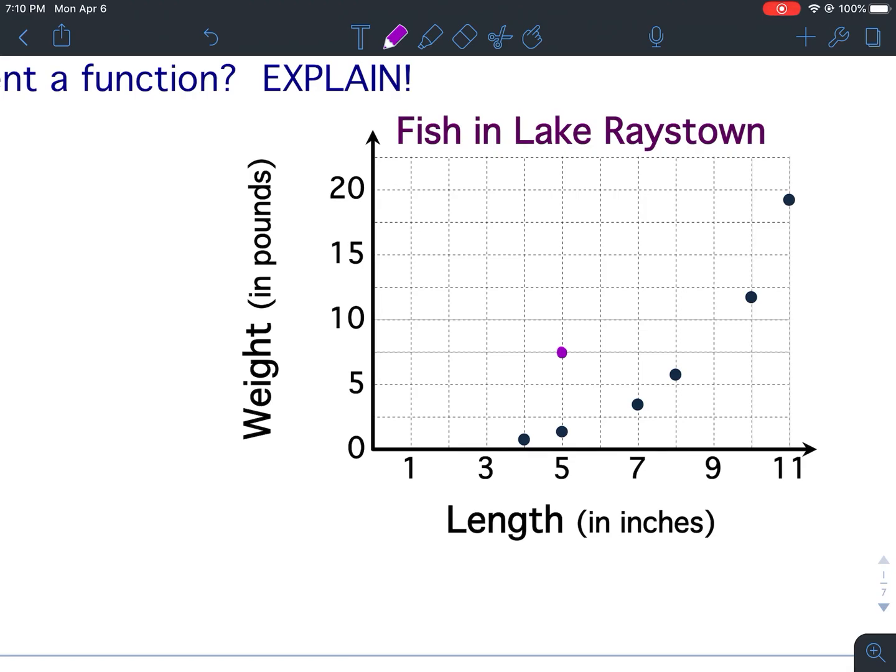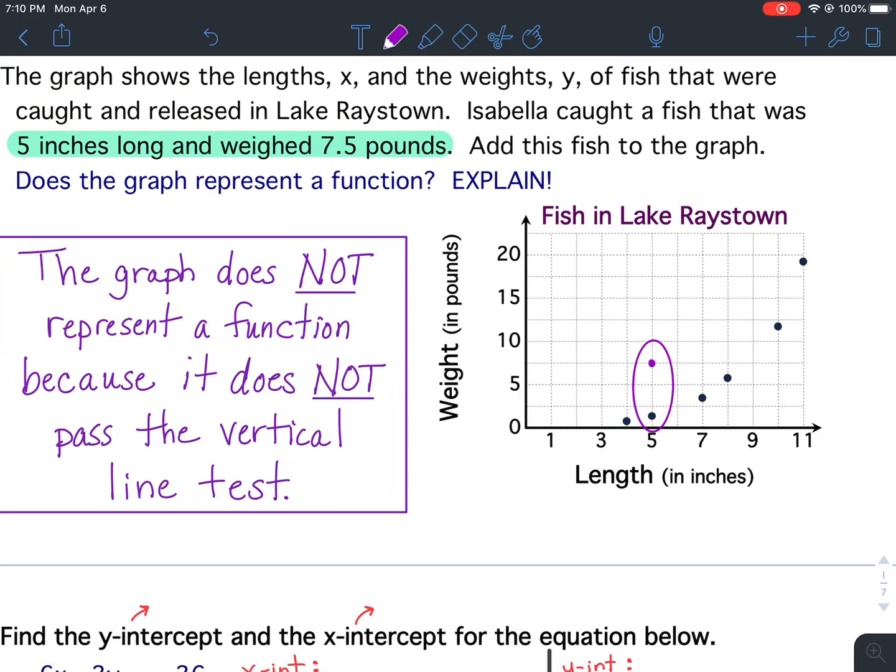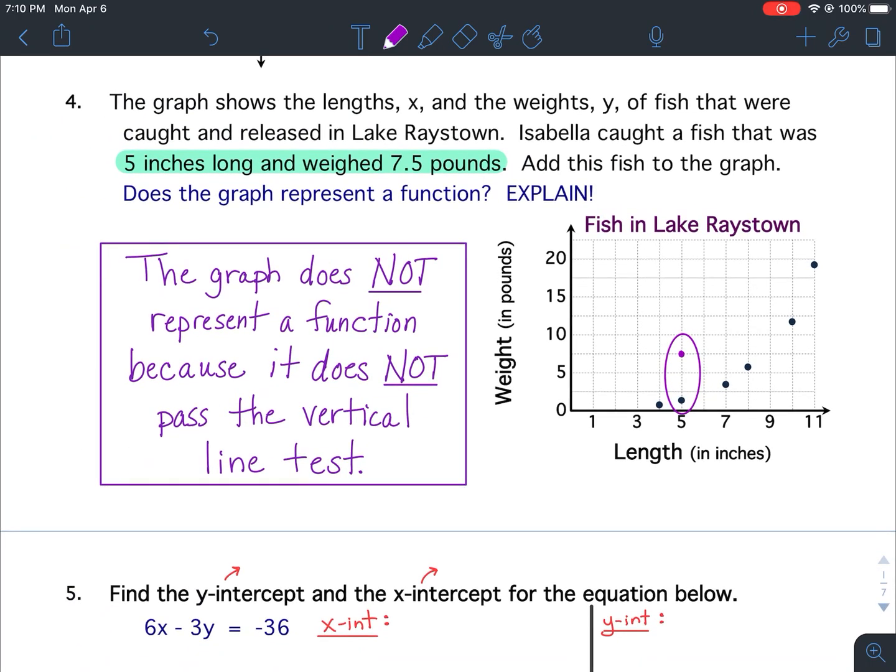Does this pass the vertical line test now? Because there are 2 points on that vertical line right there, would it pass the vertical line test? No. And because it does not pass the vertical line test, that would make this not a function. So my final answer for this is the graph does not represent a function because it does not pass the vertical line test. This one is not a function because it does not pass the vertical line test.